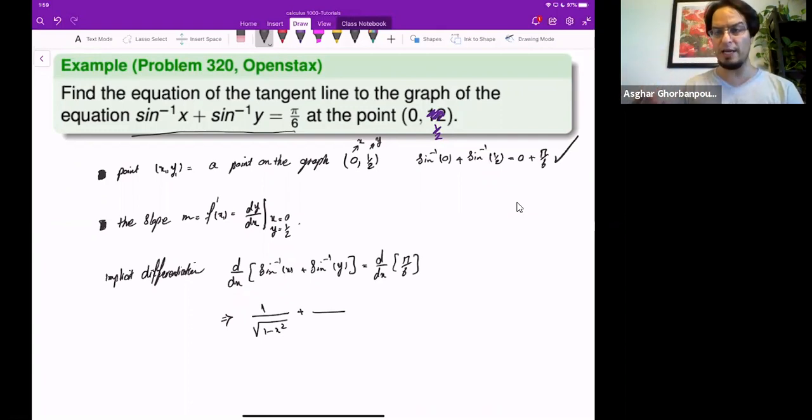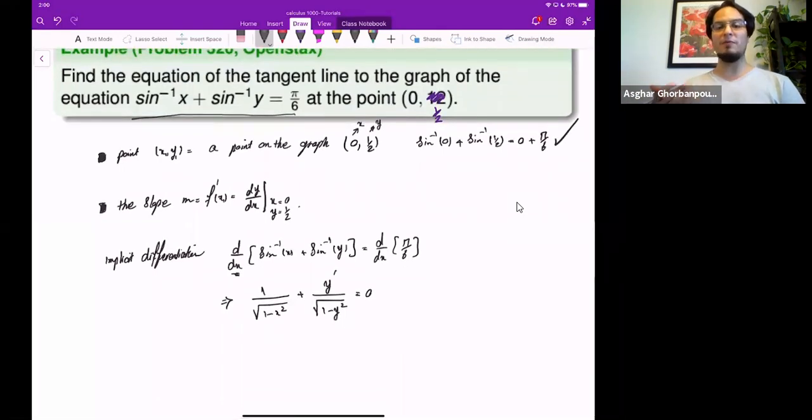For the second one, this will always happen in implicit differentiation. When you differentiate a term which has y, you have to apply the chain rule version of that differentiation rule. So here, sine inverse of y, we are differentiating with respect to x. It will be y prime over root 1 minus y squared. And on the right-hand side, the derivative of pi over 6 is a constant. It doesn't matter what that constant is. The derivative of a constant is always 0.